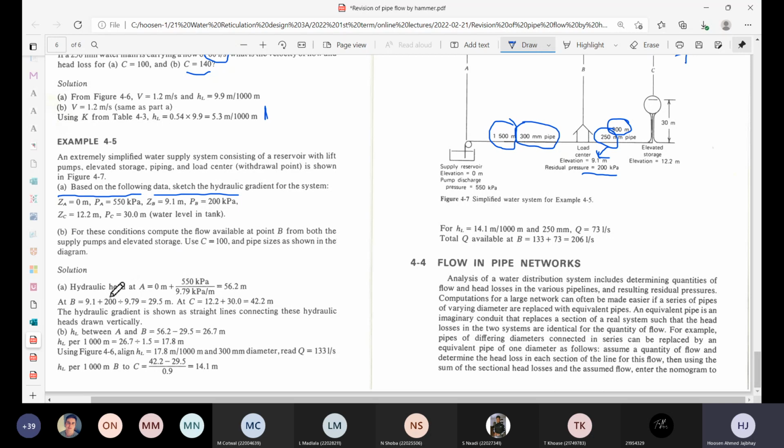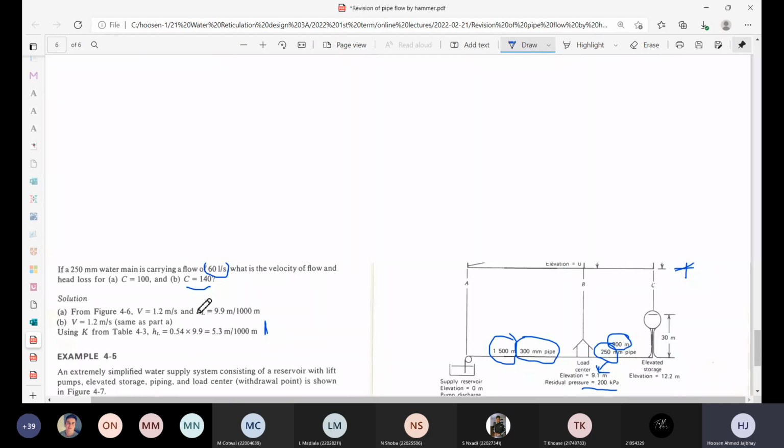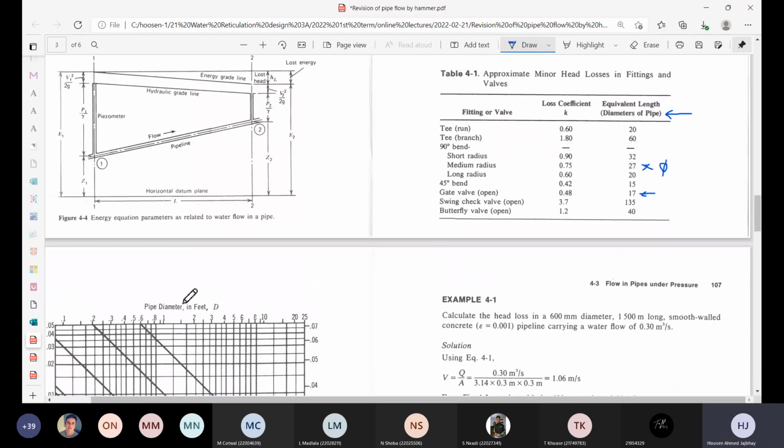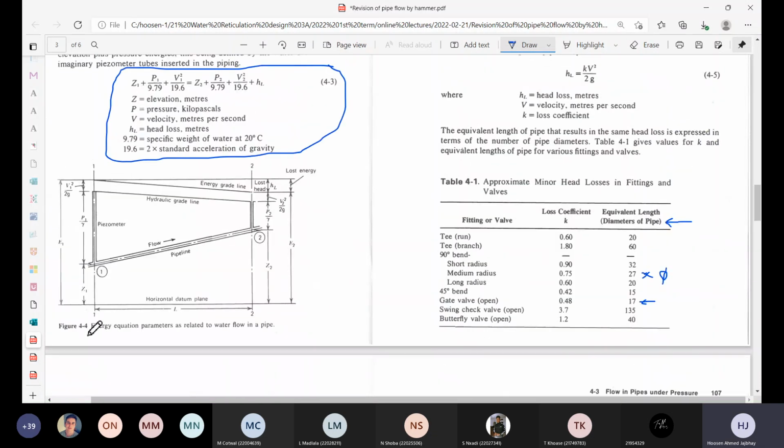To do that, to sketch the hydraulic gradient, let's go back to the previous figure 4.4, and you'll see we will continuously refer to this figure 4.4, so it's important for you to understand this diagram. The hydraulic gradient, that's the line that you're looking for. So that's what you want to plot. And you can see that to plot that line, you need the piezometer pressure.